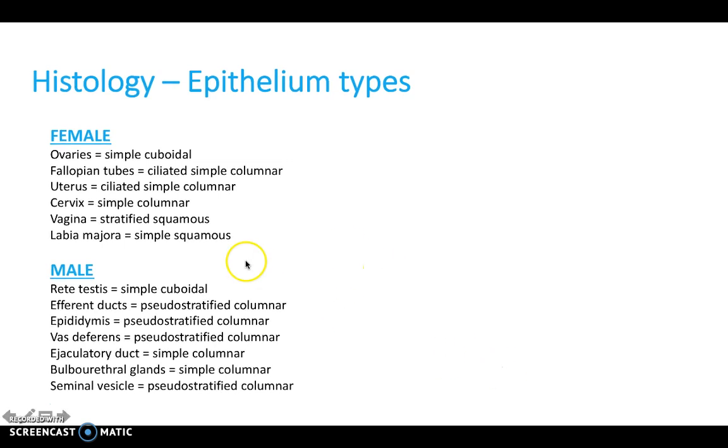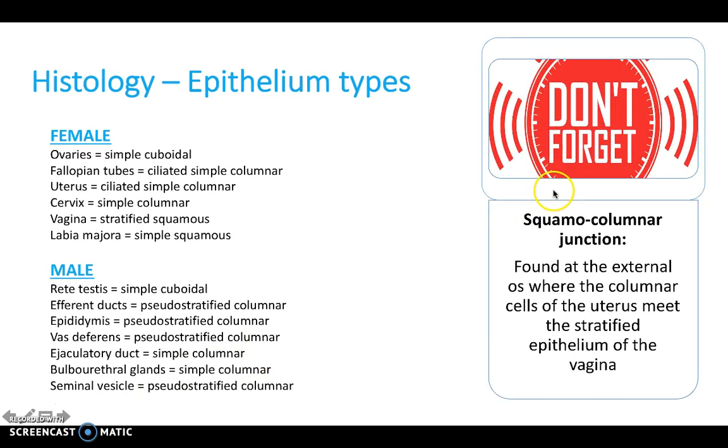Look for patterns. So, for example, all of the efferent ducts, the epididymis, and the vas deferens are all pseudostratified columnar epithelium, as well as the seminal vesicle. Whereas the rete testes, the ejaculatory duct, and the bulbourethral glands are all simple columnar epithelium. And don't forget, the squamocolumnar junction is of great importance in the female, found at the external os, where the columnar cells of the uterus meet the stratified epithelium of the vagina.